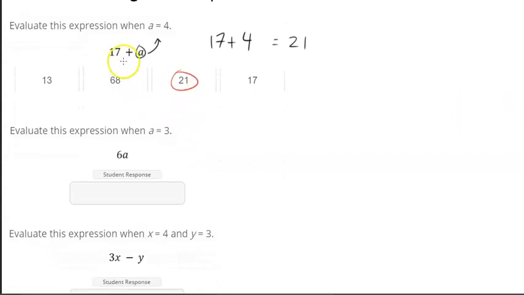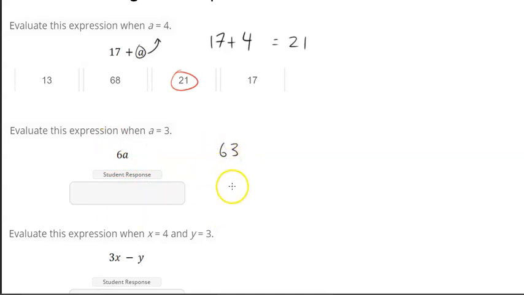Now, it's not always a that they will give you. Sometimes they'll give you different letters, so just be aware of that. So the third question here, we see x and y. But before we get to this one, evaluate the expression when a is equal to 3. This is asking for what 6 times 3 is. Don't get into the notion of thinking that because the a and the 6 are next to each other, this just means that the answer is 63.